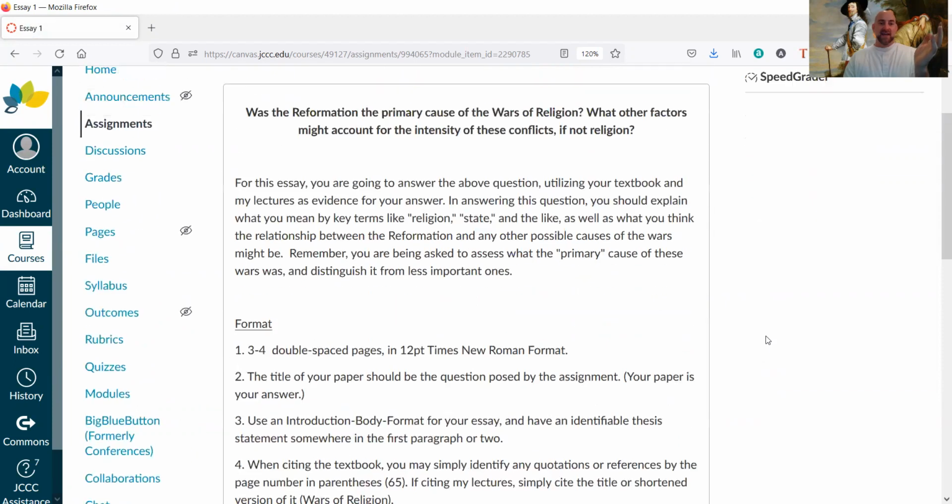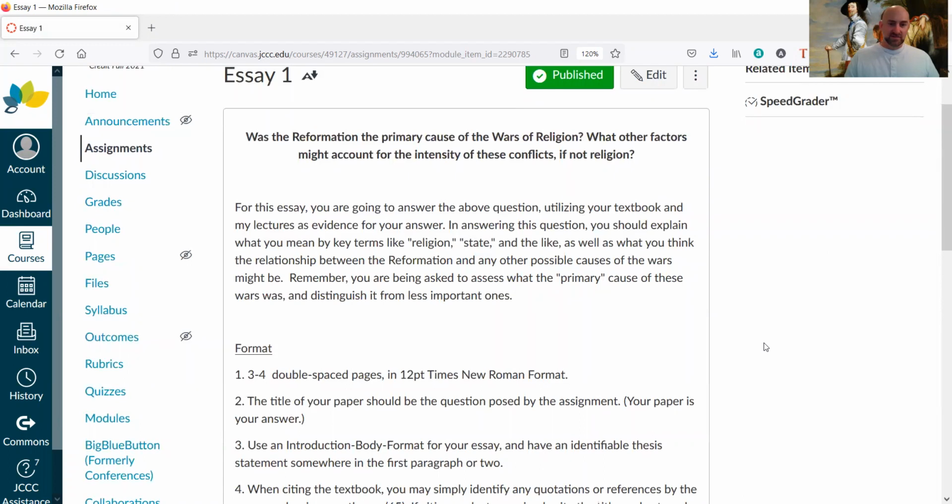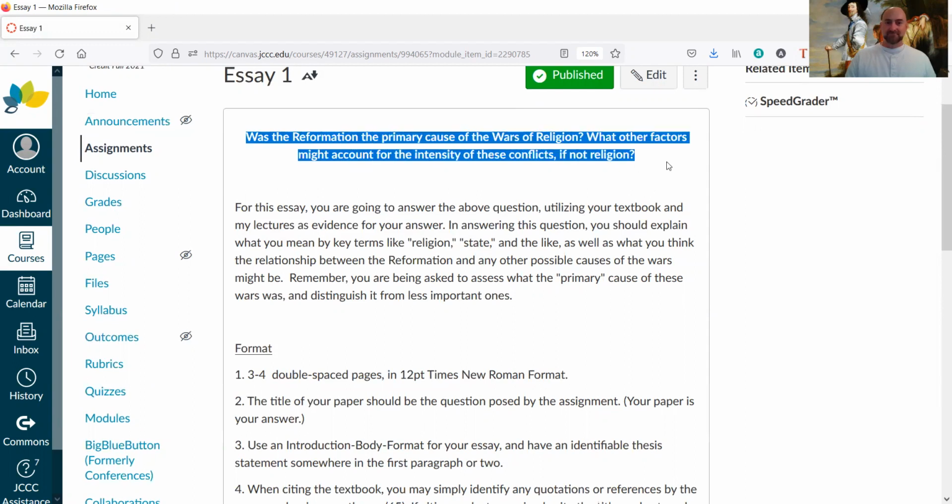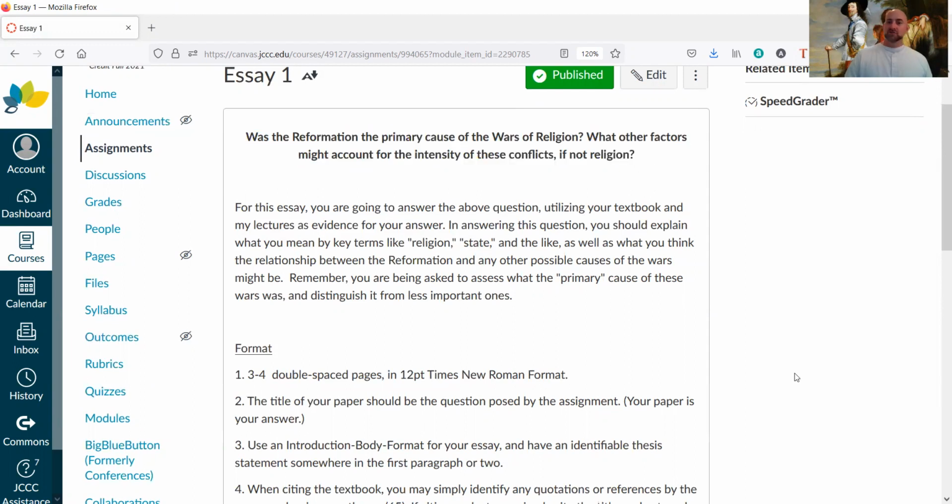So you're going to have a short paper, 3 to 4 pages, double spaced. And what you're going to do for this is you're going to answer this question. This question should be the title of your essay. Right here: was the Reformation the primary cause of the wars of religion? What other factors might account for the intensity of these conflicts, if not religion? And so you'll utilize your textbook, you can utilize my lectures as evidence in your answer. And this is to get you to think through these issues.